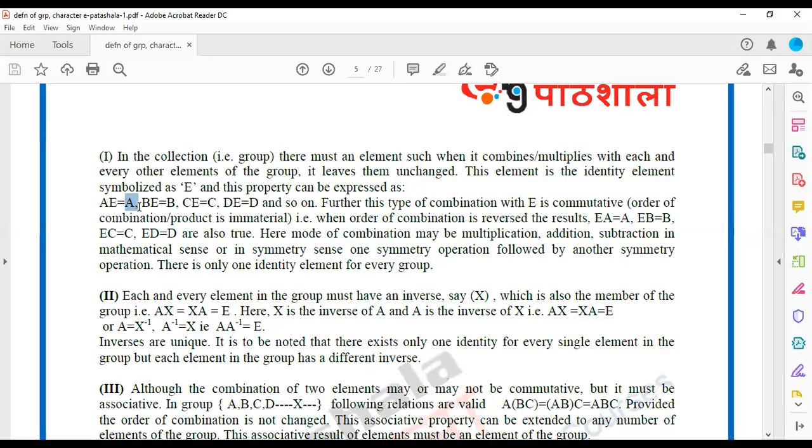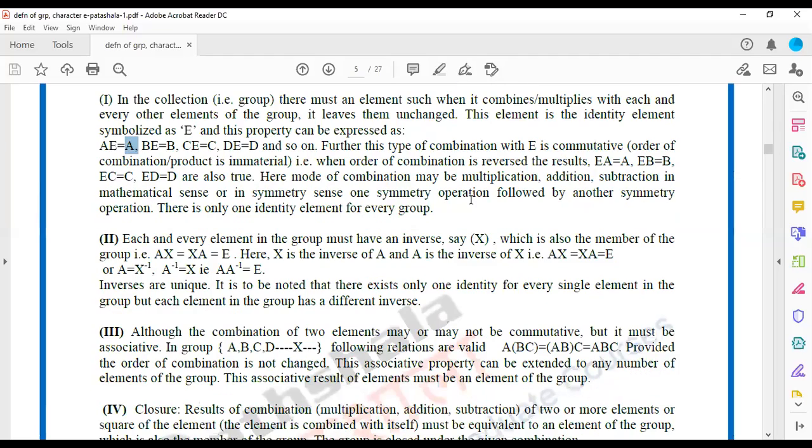First, just understand what I am telling. So this is a property of identity. This should be present. That means there should always be an identity element with which, if I multiply or combine, the other element with which I am combining should remain unchanged, without any change.